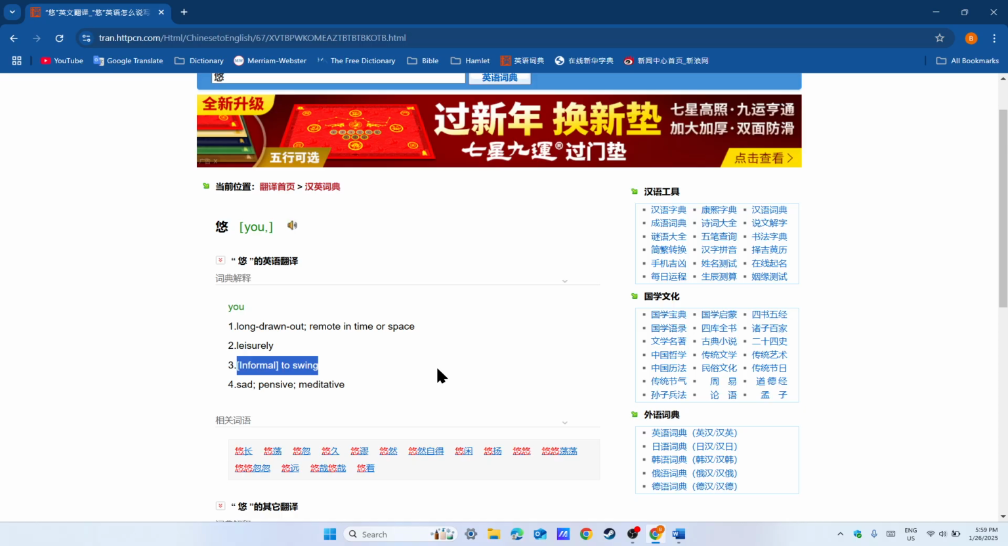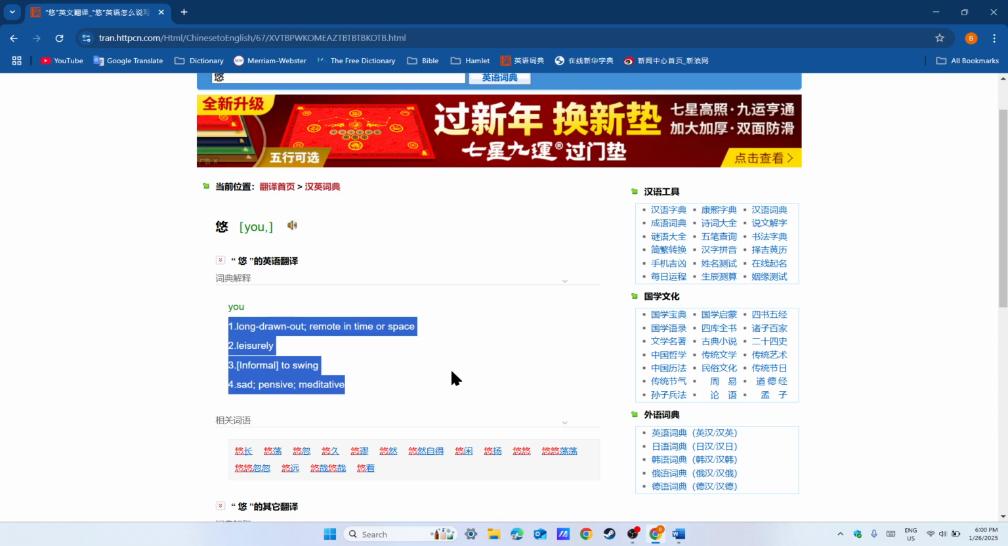And 悠, there's a Chinese word called 忽悠. How do you say 忽悠 in English? Cheating, or some kind of cheating, to swing. This is 忽悠. And then the fourth meaning is sad, pensive, meditative. Okay, sad, pensive, meditative. This is the kind of meaning. Any of these four meanings.